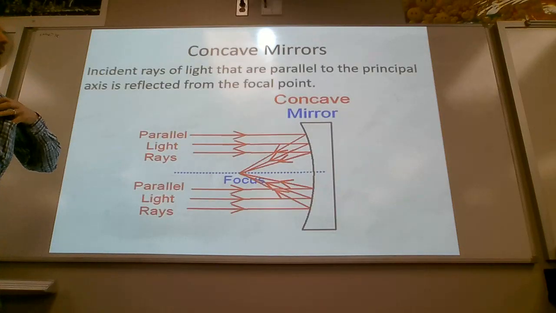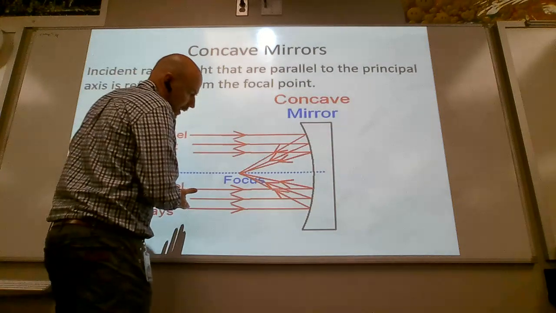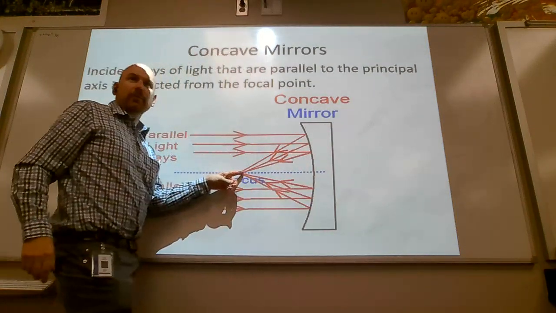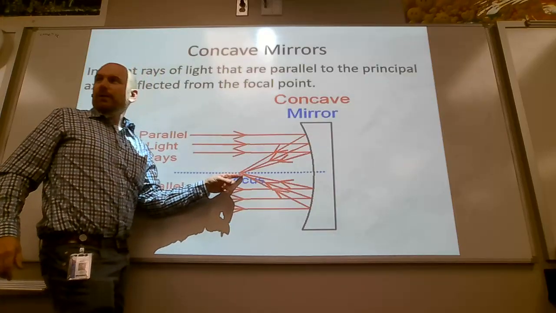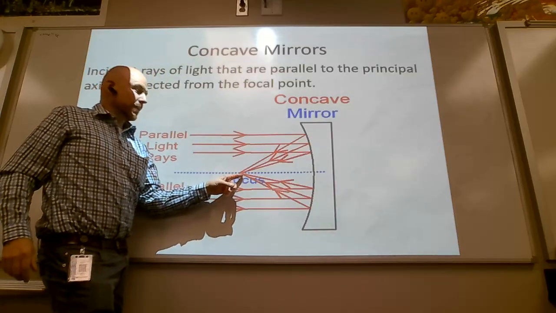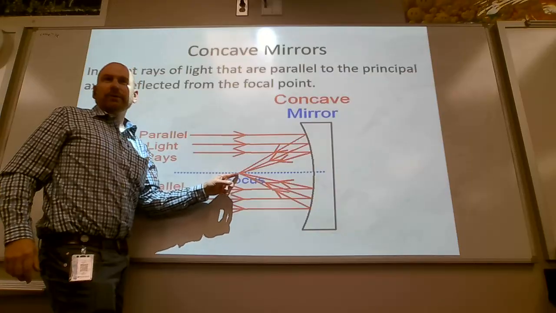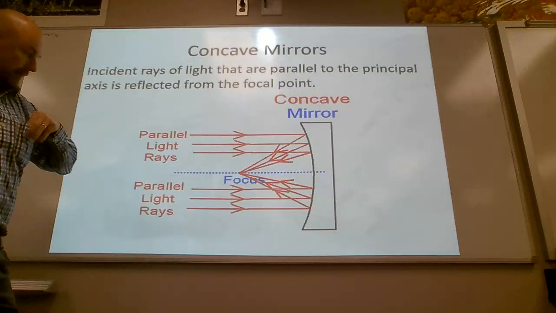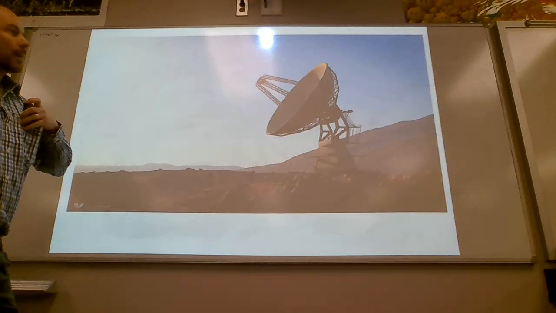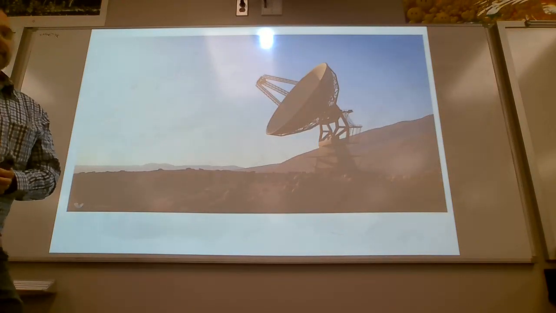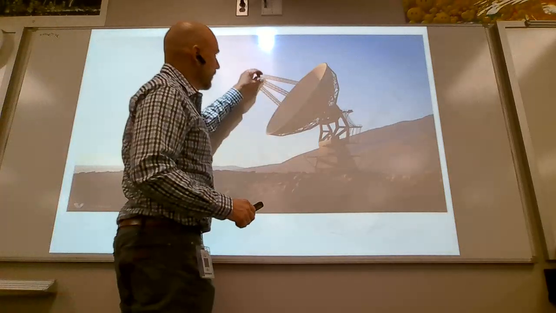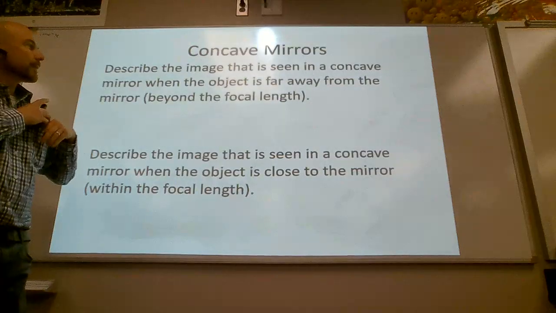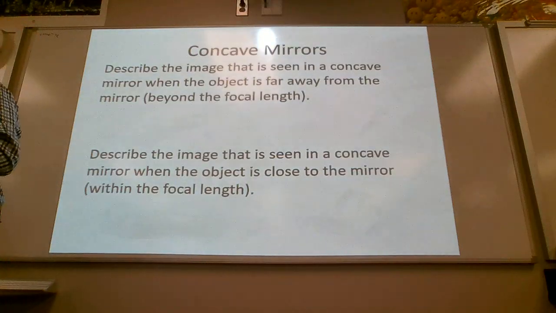Okay, so a concave mirror, when rays of light go in, they bounce to a focal point. If you've ever made a solar cooker, this is where you put your marshmallows, your hot dogs. Okay, bouncing rays of light in. This is how radar dishes are designed. So rays go in here, they bounce to this focal point.